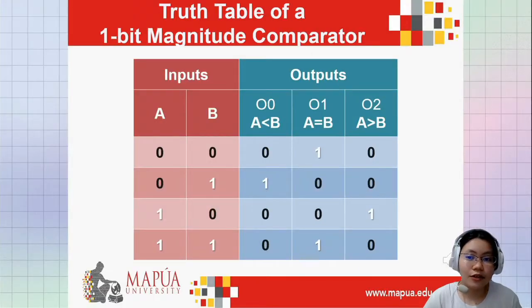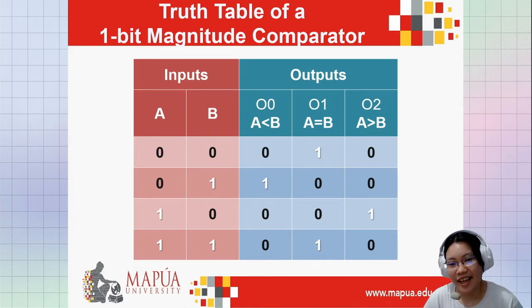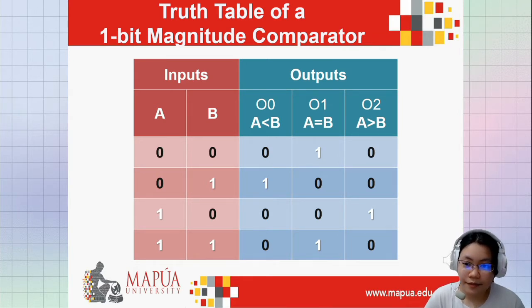Let us look at the truth table of a 1-bit magnitude comparator. Looking at the red part of this table, these are the 4 possible combinations of the inputs A and B. We can see that if A and B are both turned off, then the output will be A is equal to B. And when A is turned off and B is turned on, then A is less than B. And when A is turned on and B is turned off, then A is greater than B. And if A and B are both turned on, then A is equal to B. So it's very comprehensive, right?